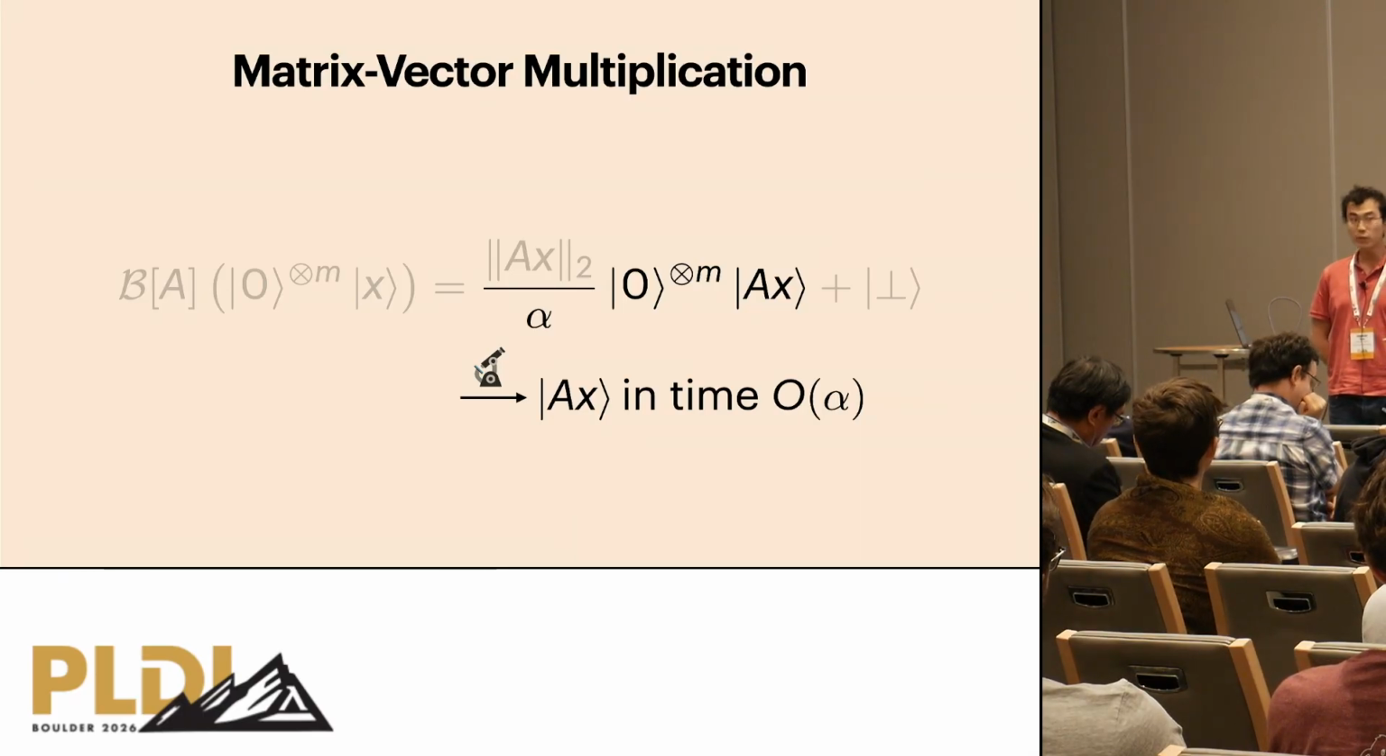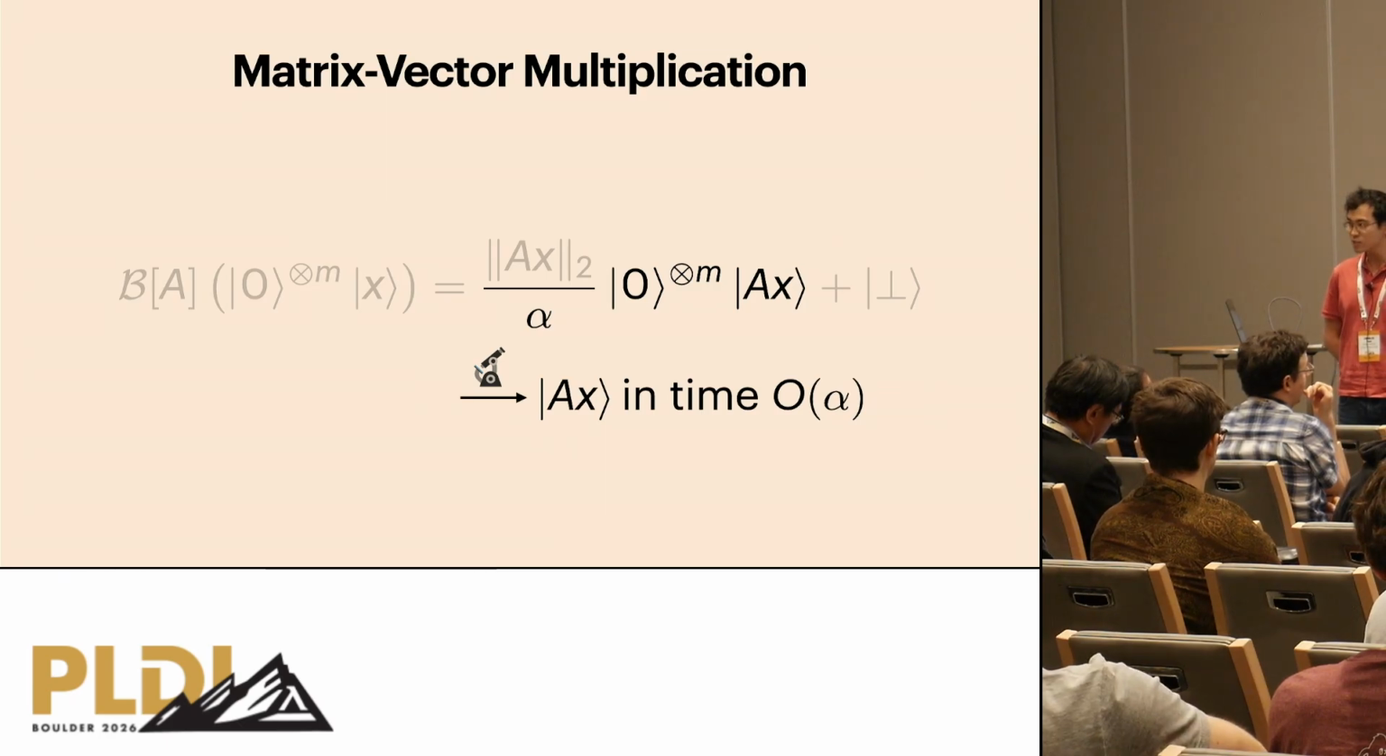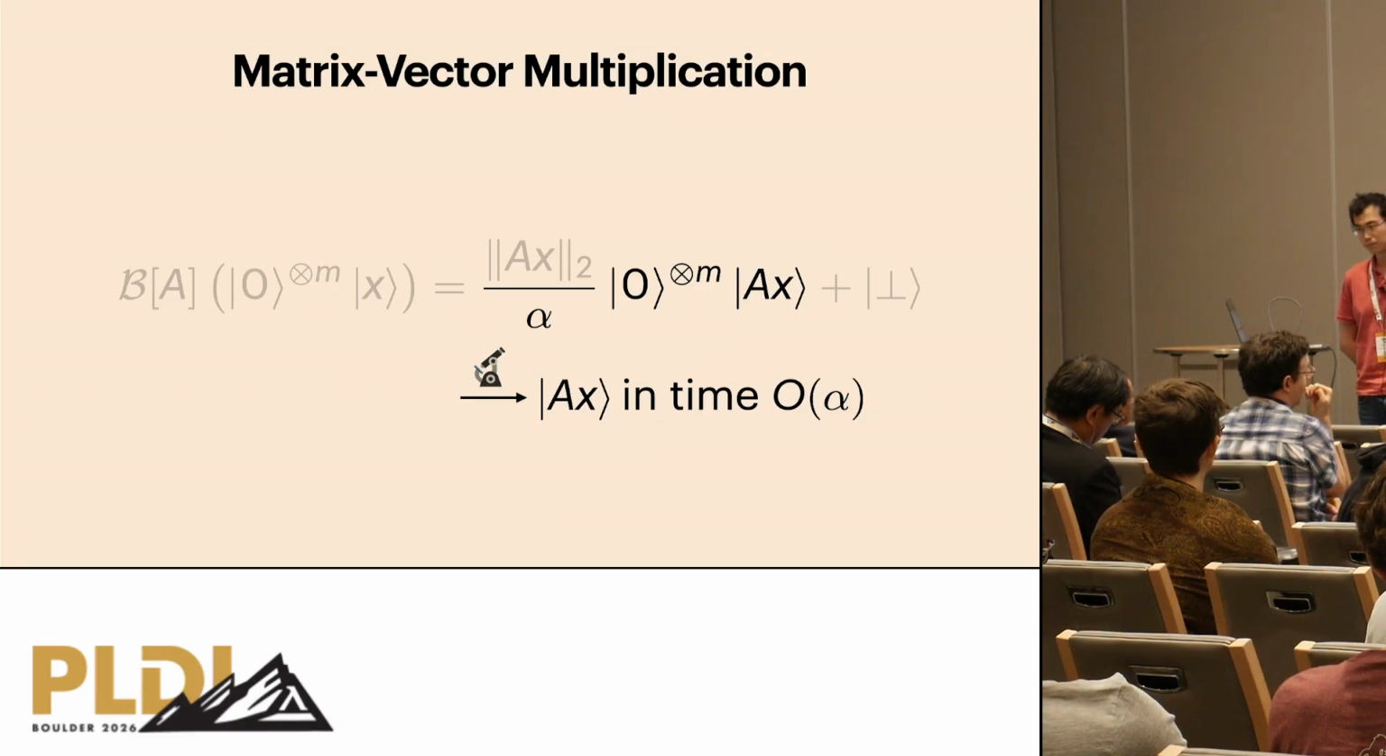And the number of times that we have to start over turns out to be proportional to alpha. Right? So alpha, the subnormalization, is not just a technical little thing. It's actually directly proportional to how slow these programs are.